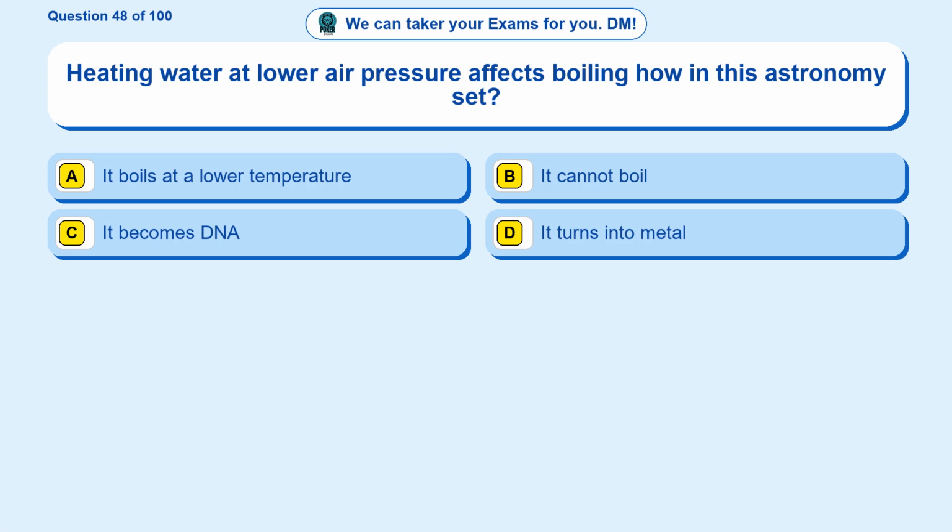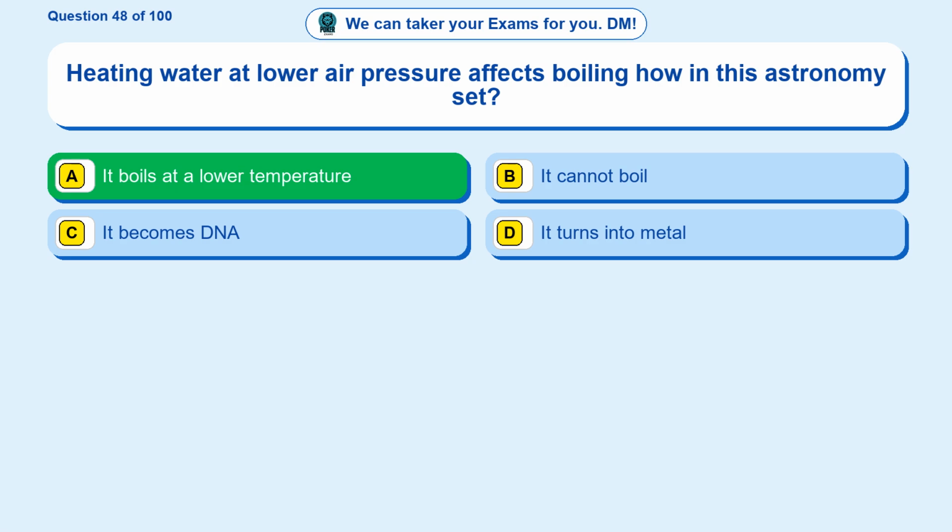Question 48. Heating water at lower air pressure affects boiling how in this astronomy set? Option A. It boils at a lower temperature. Option B. It cannot boil. Option C. It becomes DNA. Option D. It turns into metal. The correct answer is option A. It boils at a lower temperature.